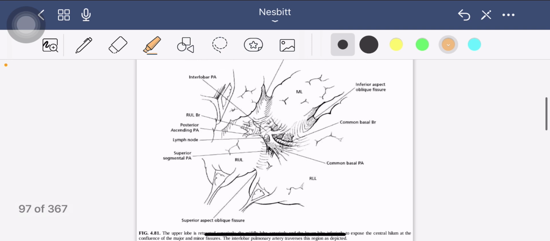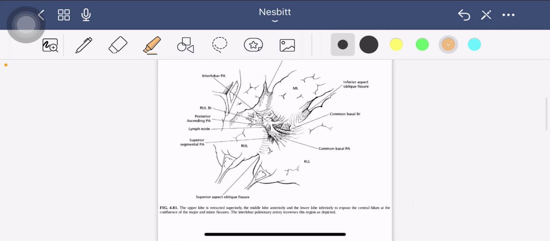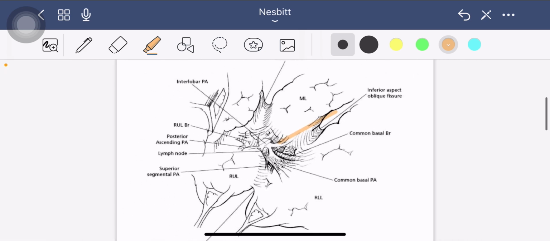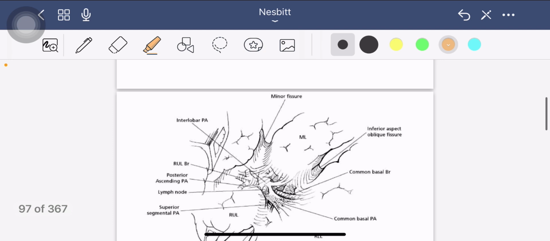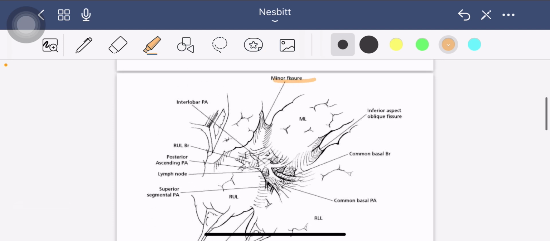And the surgical aspect of the pulmonary arterial supply to the middle and lower lobe. If we talk about the superior aspect of the oblique fissure, the upper lobe is retracted superiorly, the middle lobe anteriorly, and the lower lobe inferiorly to expose the central hilum. At the confluence of the major and minor fissure, the interlobar pulmonary artery traverses this region.